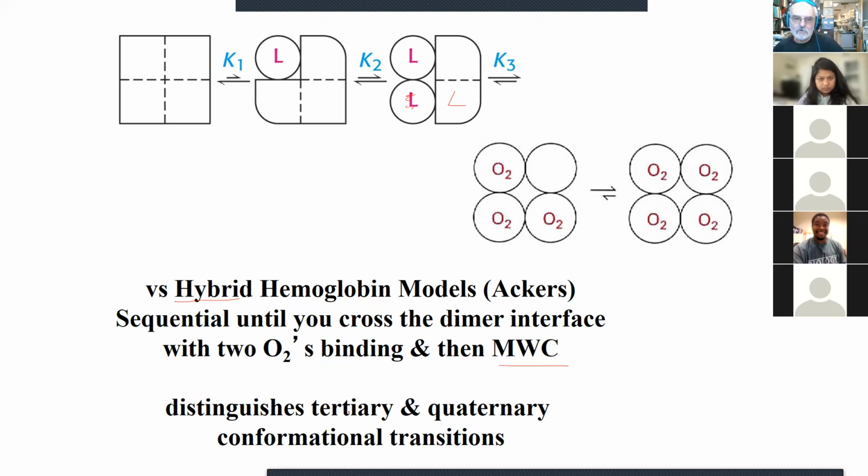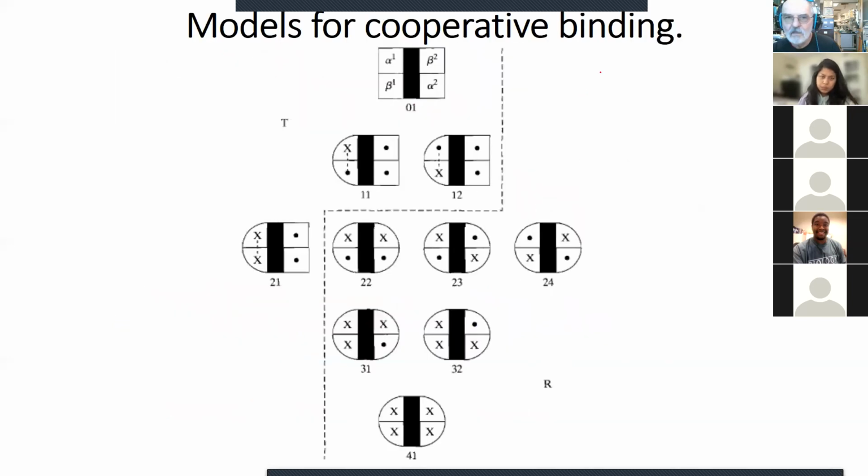So yes, there are tertiary conformational changes that occur. And yes, there are quaternary conformational transitions that occur. It depends upon the ligation state and where the ligands are in the conformation. All right, so we'll go into more detail about this next week, although the book shows you some of the states.